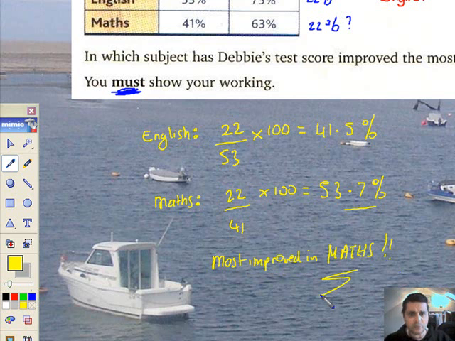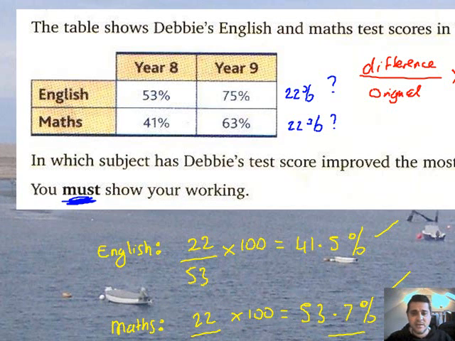If it asks you a question in which subject has Debbie's test score improved the most, you have to say so. The proof comes in the actual calculation of the maths, but you have to give a conclusion, a final statement, because there may be a mark for getting the correct answer, but that mark may also include you having to state maths was the best result in terms of most improved.